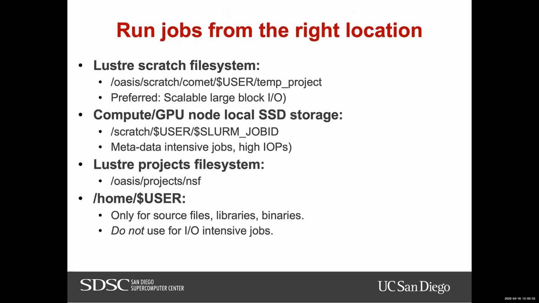Lustre Scratch, use Oasis Scratch on Comet. You have a labeled temp project in this NFS mounted disk space, and use it. Just remember it's not backed up, so move your data somewhere, like to the Lustre long-term file storage, when you're done. And it's really good for large block I/O. Compute GPU nodes have local storage. And again, move your data off if you need to.